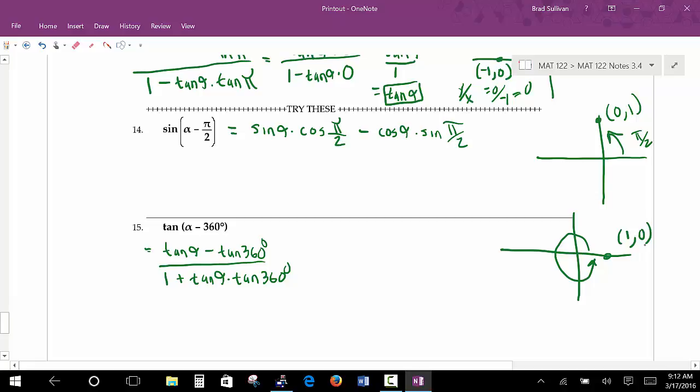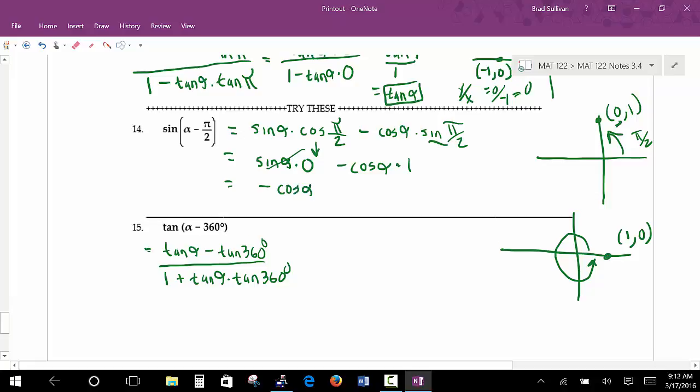Okay, so let me go ahead and run through them. I went ahead and just wrote out the identities. That's the first thing, and you should be able to do that fine. It's just knowing the identity. Okay, so on 14, what is the cosine of pi over 2? 0. Okay, so you got that. The cosine is 0. So you've got sine alpha times 0. And then what is the sine of pi over 2? 1. Okay, so a lot of times on these things something cancels out. So that's going to go to 0, so your answer should have been negative cosine alpha, like that.